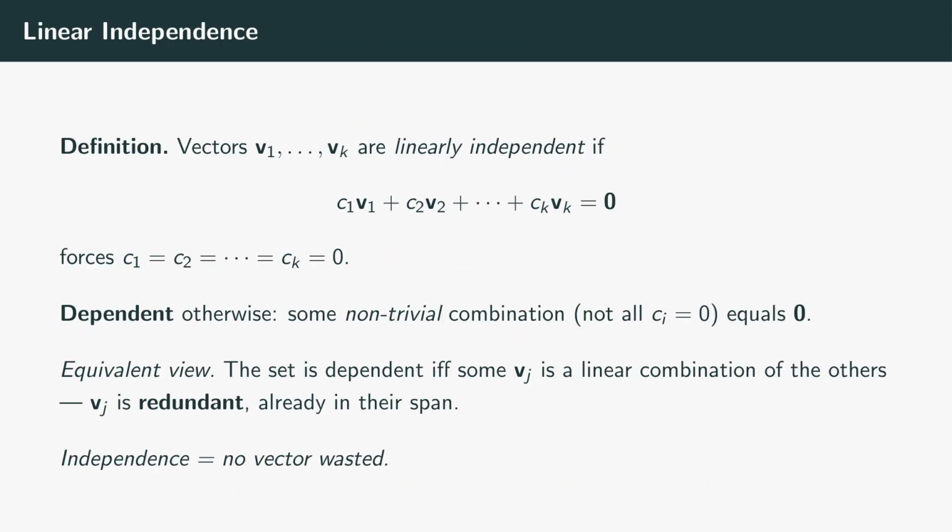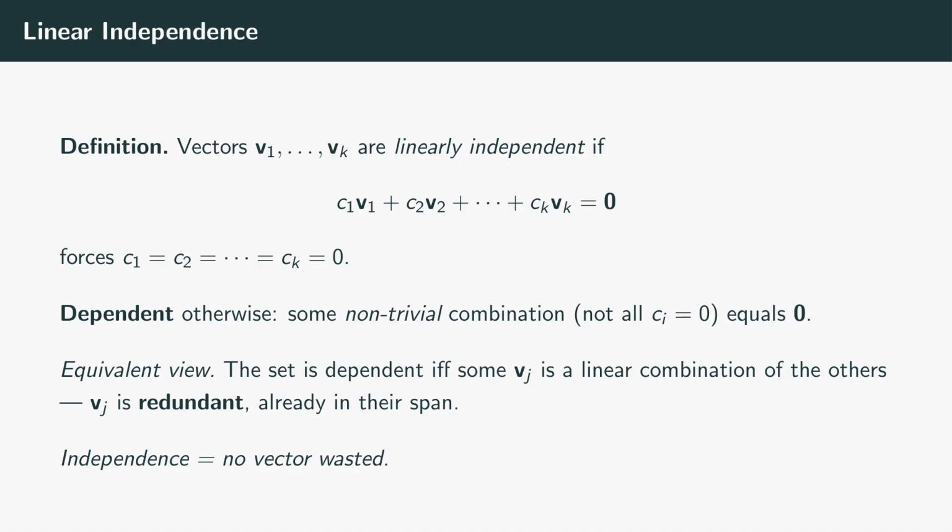Let's define independence carefully, because the definition is sharper than the intuition. A set of vectors is linearly independent if the only way to combine them and get the zero vector is to use all zero coefficients. Write c1 times v1 plus c2 times v2 on through ck times vk, and set that equal to the zero vector. If the only solution is every c equal to 0, the vectors are independent. If there is any other solution, some combination with not all coefficients 0 that still produces 0, then the set is dependent.